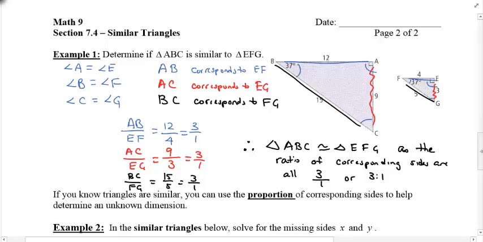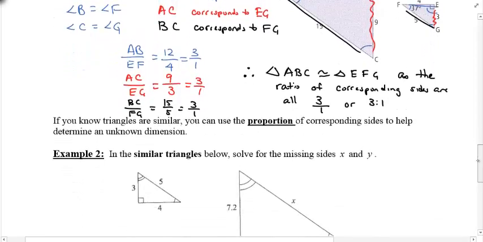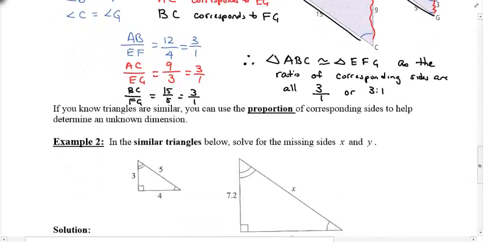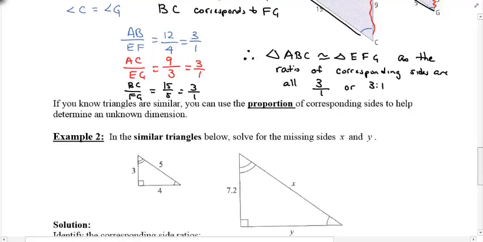Cool. And why is this helpful to us? Because if you know triangles are similar, just like before, we can use the proportion to help us determine unknown dimensions, just like what we did with maps and scales and everything else beforehand. So in the similar triangle below, if I'm asking you to solve for the missing sides of x and y, let's see if we can do it.